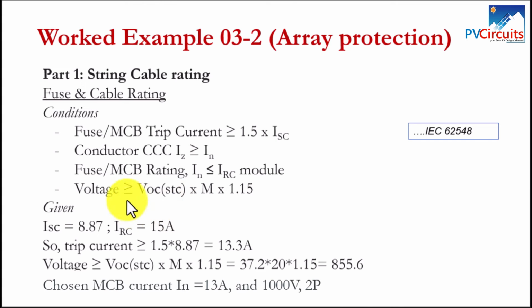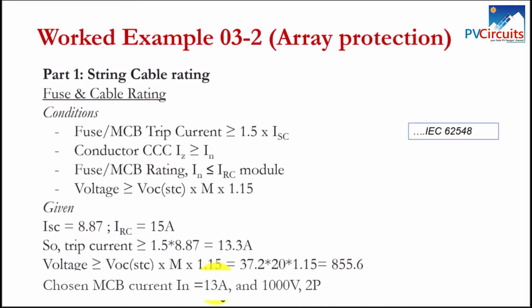The voltage should be greater or equal to VOC times M times 1.15, where M is the number of modules in series in that string. These are the factors we've been given here: 8.87 for the ISC, and IRC is equal to 15. The trip current for the protection device is given by that equation, and applying it here gives us 13.3 amps. The voltage check for the system is the VOC times the number of modules in series times 1.15. This gives us 855.6, which is less than the 1000 system voltage, and that is okay.